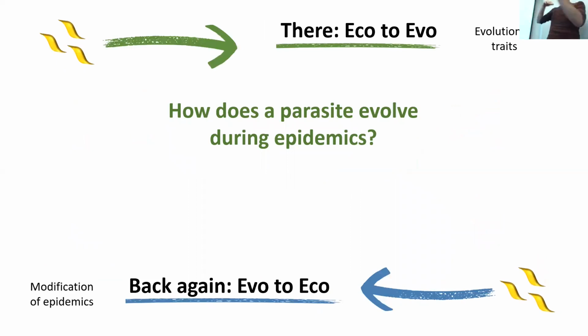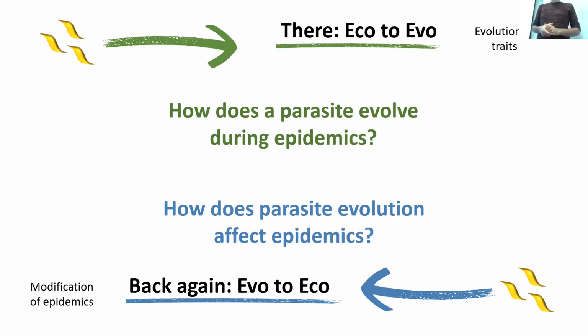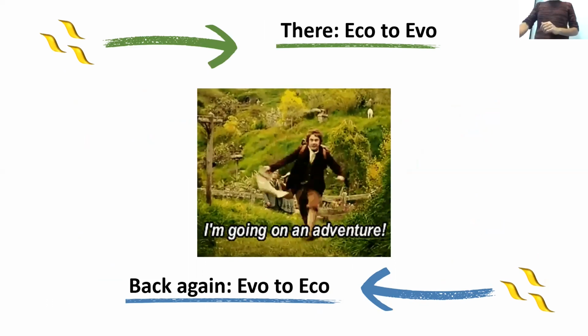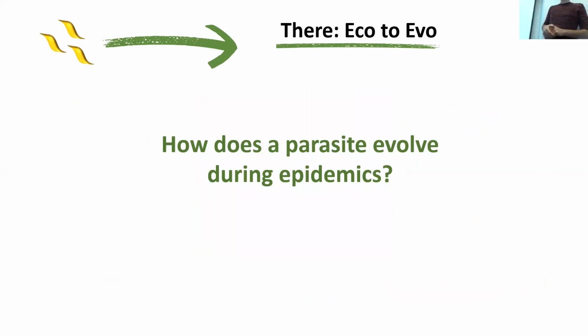And going back to my general and simplified loop, going from ecology affecting evolution, evolution to ecology, we can ask how does a parasite evolve during an epidemic? But then also we try to close the loop and ask how this evolved parasite will affect the epidemic. Now, hopefully we are on the same page and we can start our own parasite adventure. And let's start with the first question also. How does a parasite evolve during epidemics?